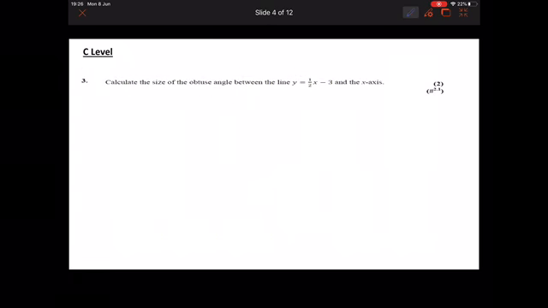Question 3 is asking us to calculate the size of the obtuse angle between the line y equals a half x minus 3 and the x-axis. So any question that refers to a straight line and talks about your angles, you're going to be using the formula m equals tan theta. Now for m equals tan theta, you can be given the gradient and asked to calculate the angle, or you can be given the angle and asked to calculate the gradient.